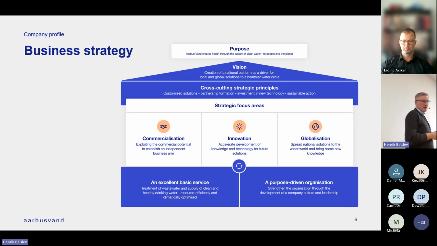So that's actually in the foundation of all we are doing. And then we have a purpose-driven organization about the line of sight to our purpose. And we have 3 strategic focus areas that we are working with. And that's globalization, innovation, and commercialization. And that's actually our strategy.